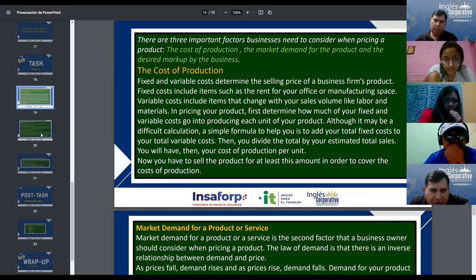Where are you reading? Sorry, I am stuck. The cost of production, in the yellow letter. We are going to read. Fixed and variable cost determine the selling price of a business firm's product. Fixed cost, all the parts.